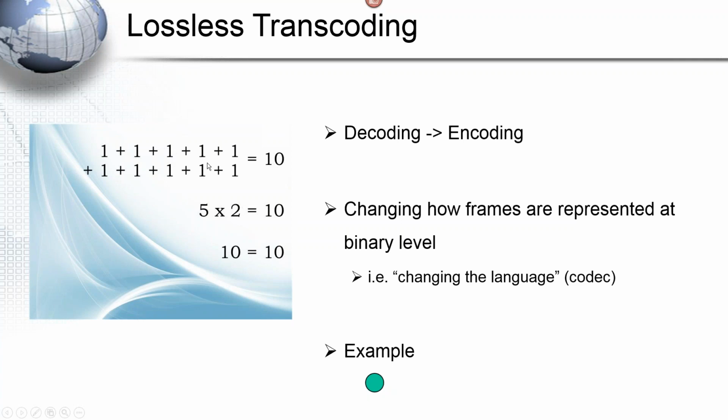And if our original file looks anything like one of these, we can decode it to a 10, and then we can re-encode it to any one of these. So I could take a file that is 1 plus 1 plus 1 plus 1, etc., and I could transcode it, which is a concept of decoding to 10 and then re-encoding to something else. So converting the file from this into this. That's a concept of transcoding, decoding the file, encoding the file.